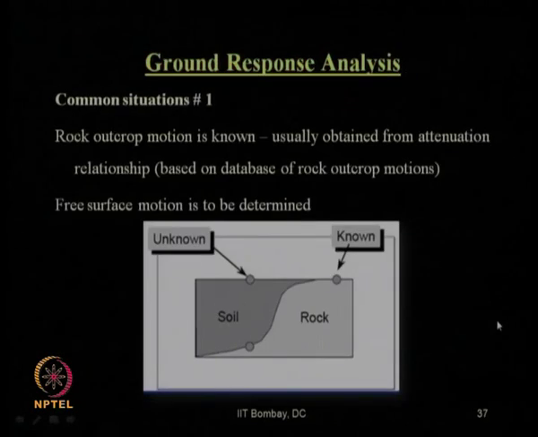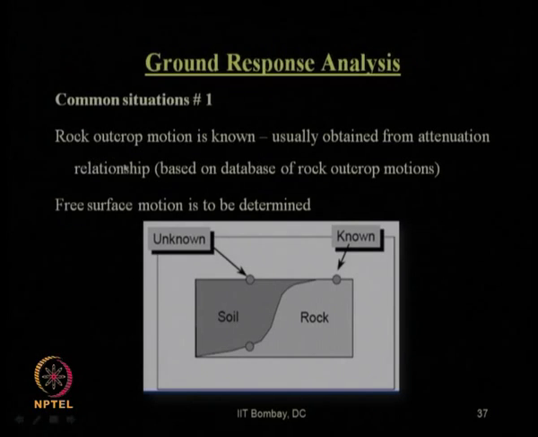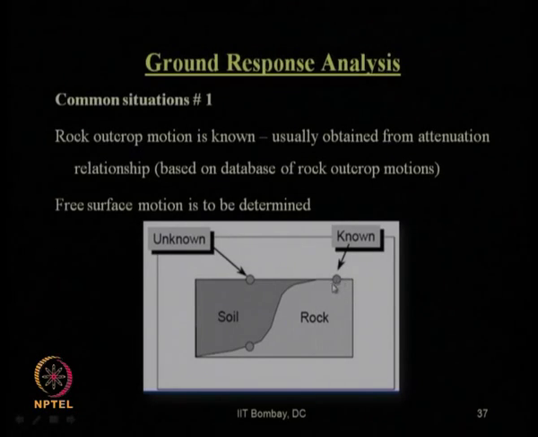What possibilities can arise? Let us see the common situations. Common situation number one: let us discuss one of the possible situations where the rock outcrop motion is known. Let us say this value, the rock outcrop ground motion, is known. How will it be known to us? Because you may have your seismograph located at this place, and using that you can record it. Usually it is also obtained from the attenuation relationship, based on the database of rock outcropping motion, right. So, this value may be known.